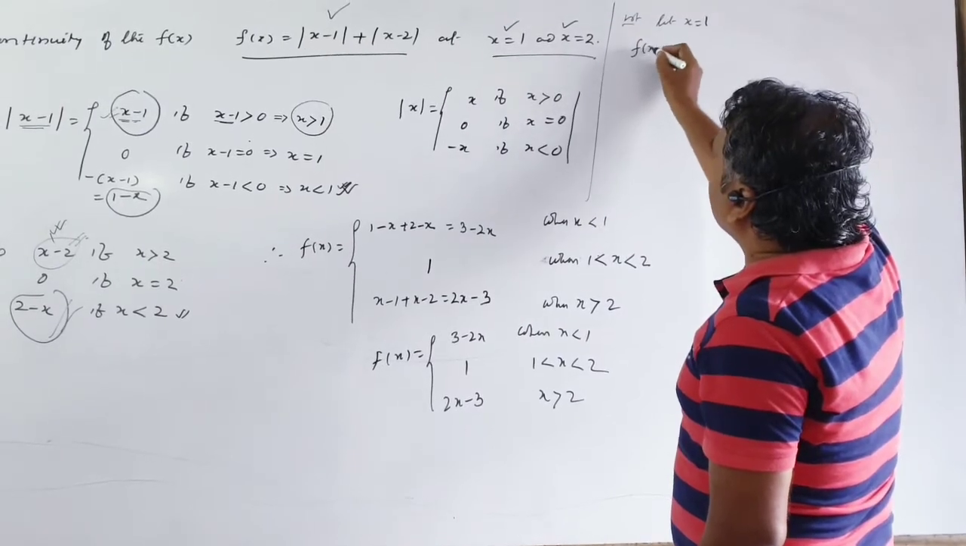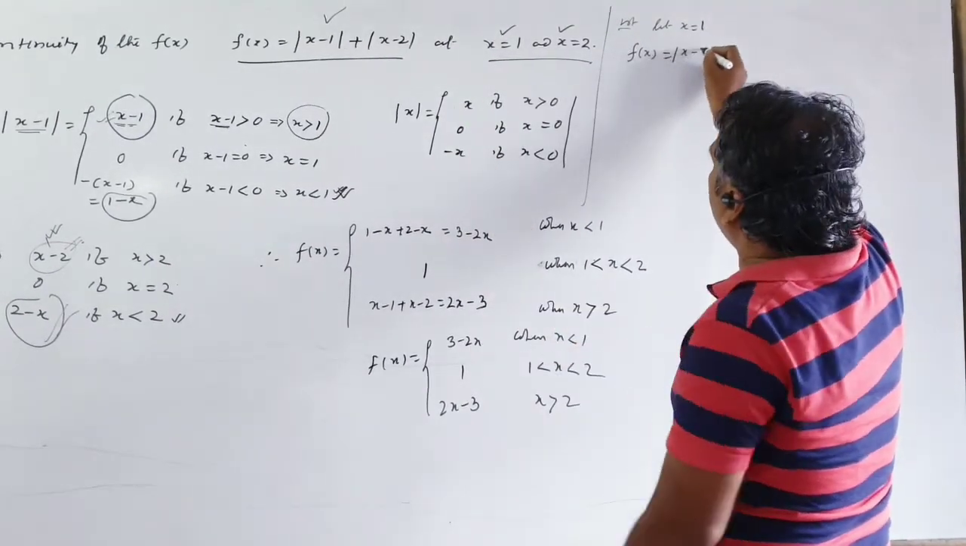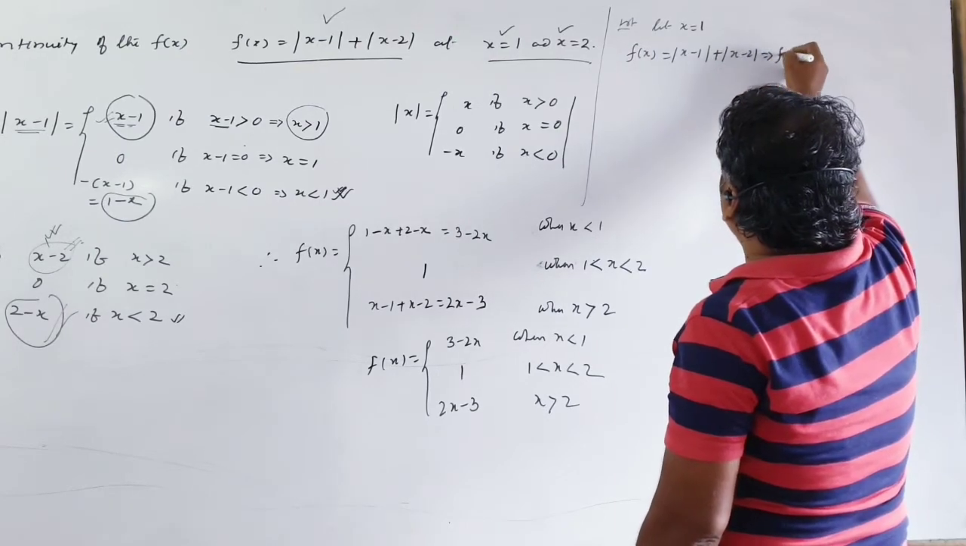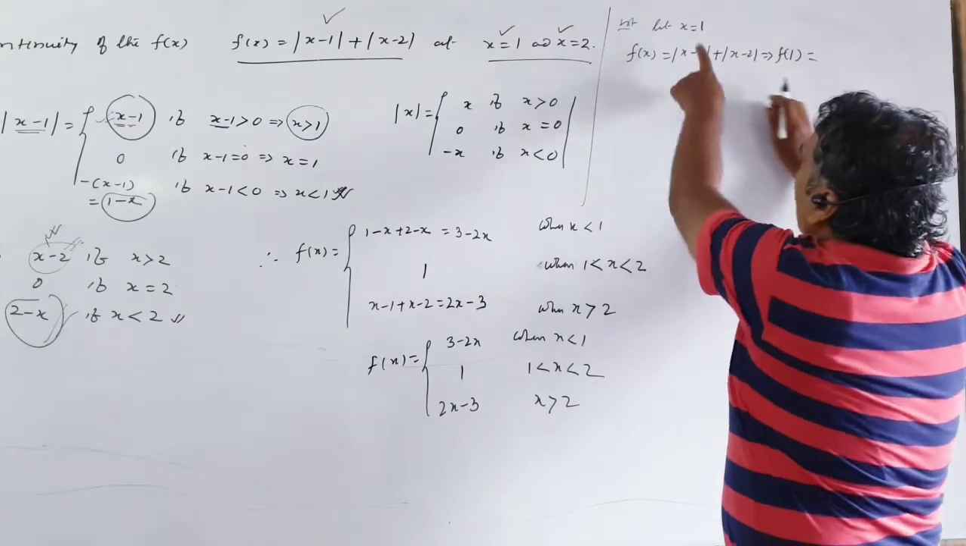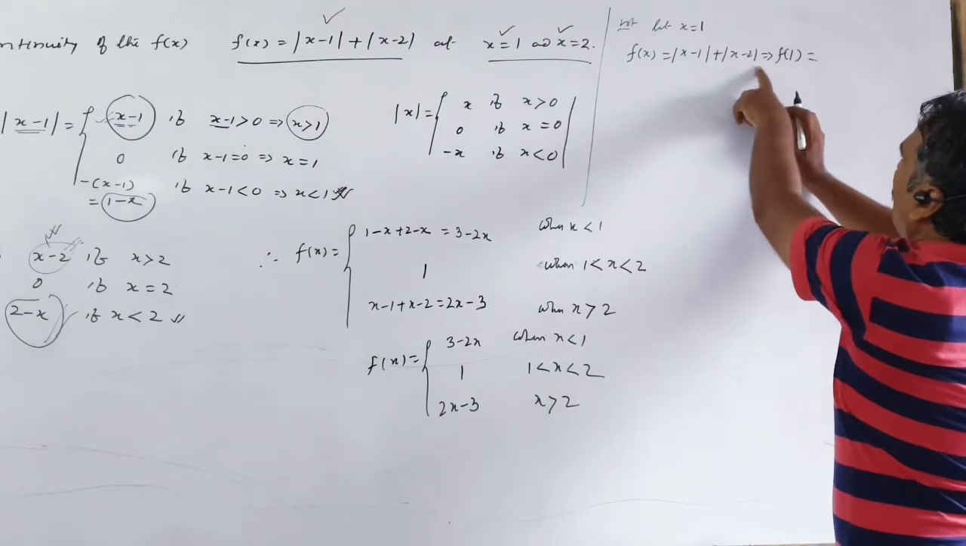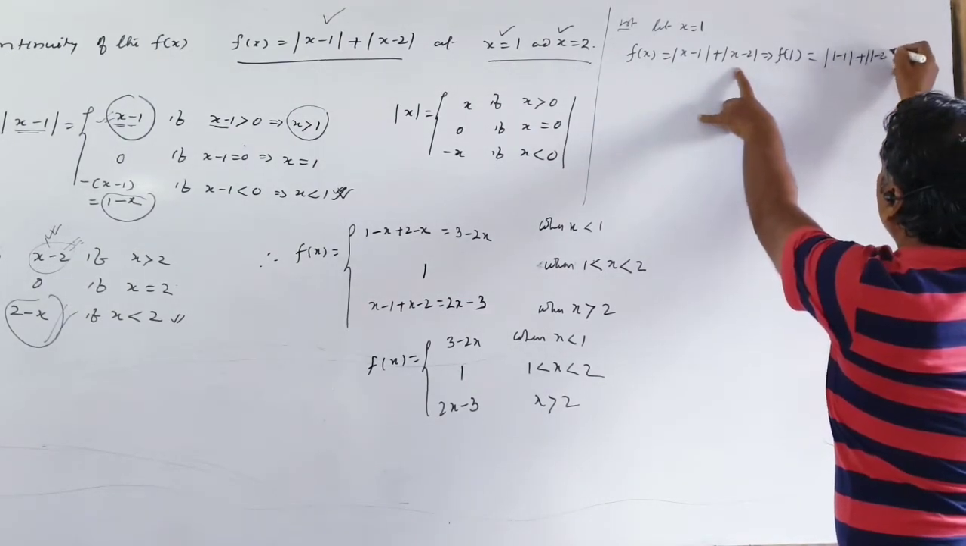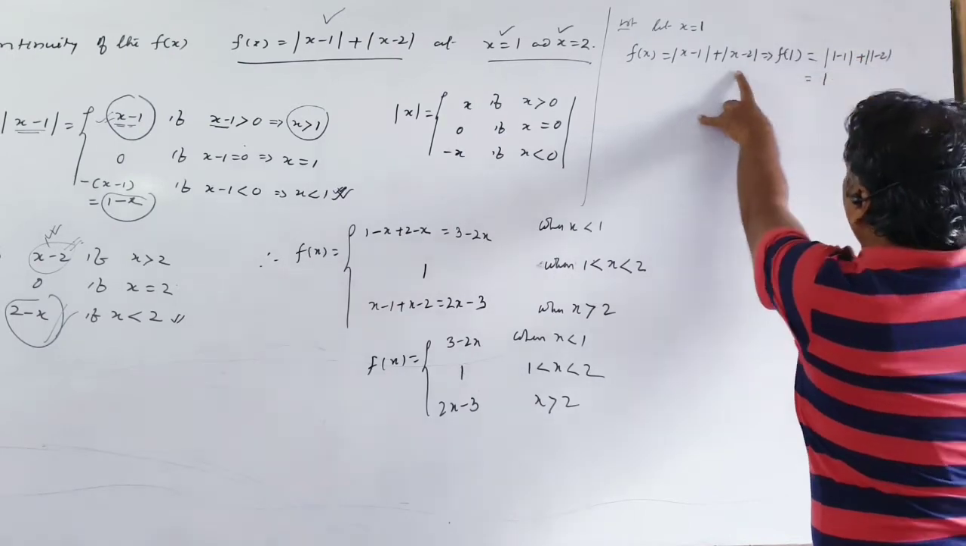What is the f of x? Here given mod of x minus 1 plus mod of x minus 2 implies f of 1. X equal to 1, 1 minus 1 is 0, so 1. Or you can write 1 minus 1 plus 1 minus 2, it becomes 1.